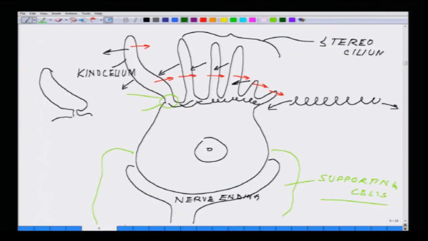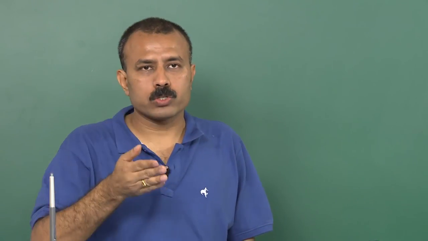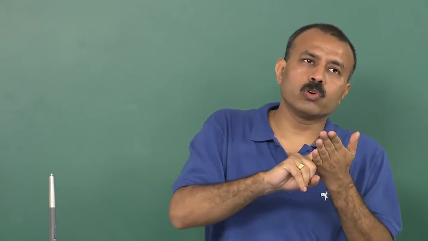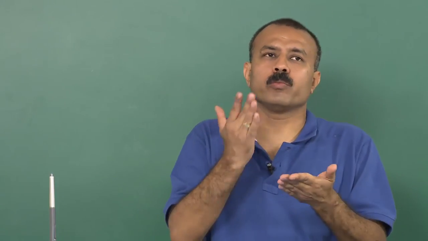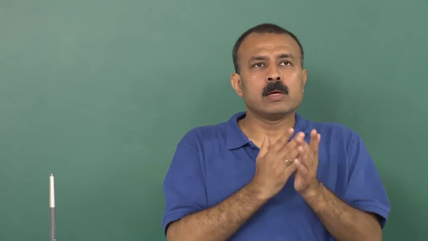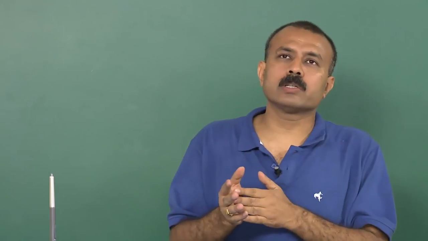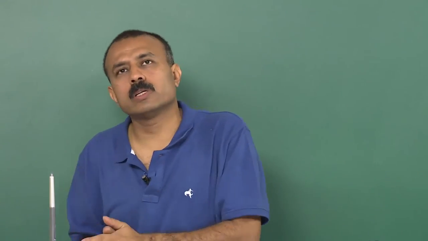So, these hair cells are very similar to the cones in the retina, which could sense different wavelengths of light. It could be a blue cone, a green cone, or a red cone. Okay. The hair cells could sense different hertz. They could sense 16,000 hertz, 6,000 hertz, or 1,000 hertz.